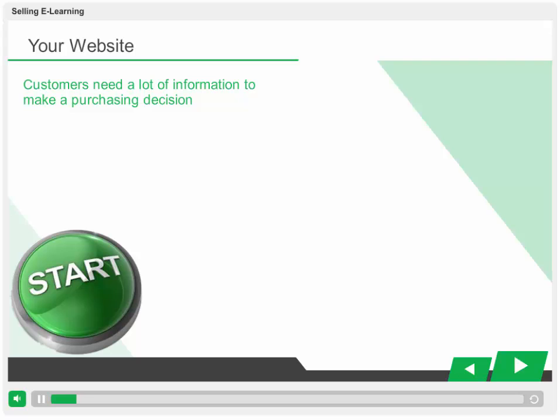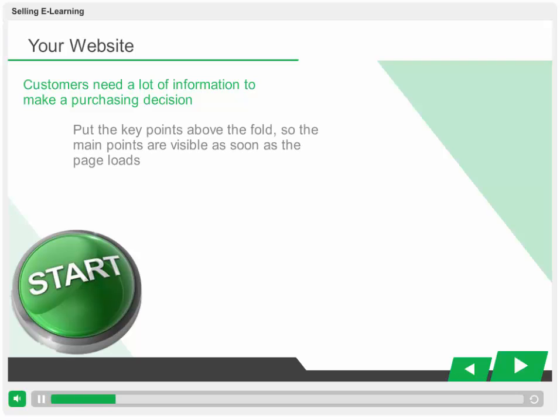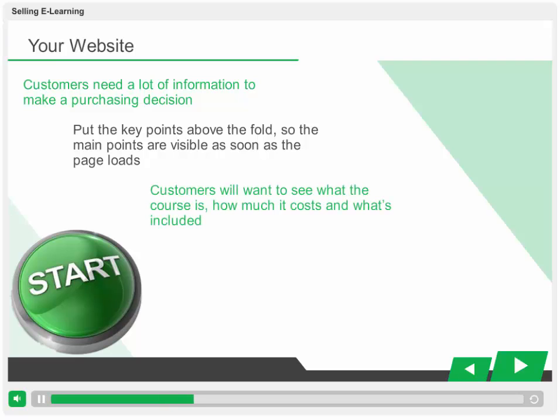There's a lot of information to give customers all that they need to make a purchasing decision. Try and put the important things above the fold on your website. Let them see the main points as soon as the page loads. For customers buying e-learning, this will likely be what the course is, how much it costs, and what they get for their money. It's also important, though, that they are given the benefits of the course.